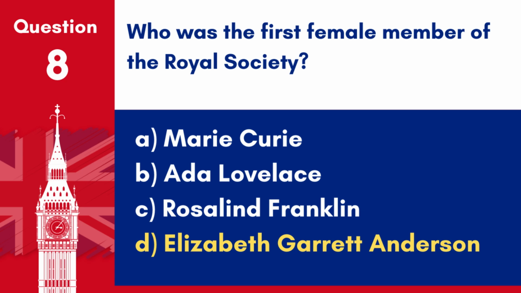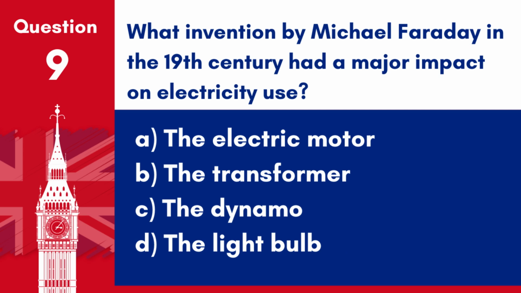Answer: D. Elizabeth Garrett Anderson. Elizabeth Garrett Anderson was one of the first female members of the Royal Society, recognized for her contributions to medicine. Question 9. What invention by Michael Faraday in the 19th century had a major impact on electricity use?